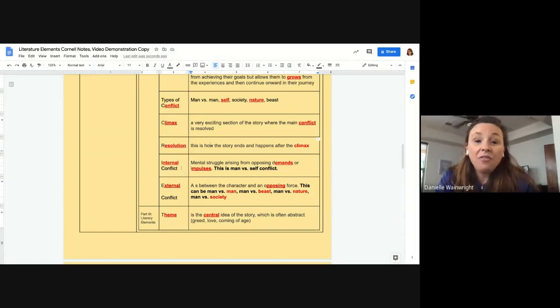Now, relating to conflict, there's another 2 types of conflict. There's internal and external. So internal conflict is struggle arising from opposing demands or impulses, and this is man versus self conflict. But all the other types of conflict are external. So it's a conflict between a character and an opposing force. This could be another person, a beast, it could be nature, or it could be society.